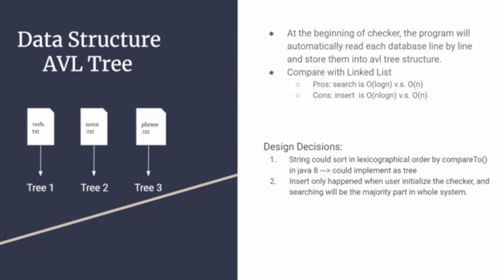There are 2 main reasons we used the AVL tree. Firstly, this structure is workable in our design, since strings can be sorted in lexicographical order by the compareTo function in Java 8, which means we could implement our data as a binary search tree. Also, it works more efficiently than our previous data structure, which is the linked list. Even though a linked list has better insertion time complexity than an AVL tree, the search complexity of an AVL tree is much better than a linked list.